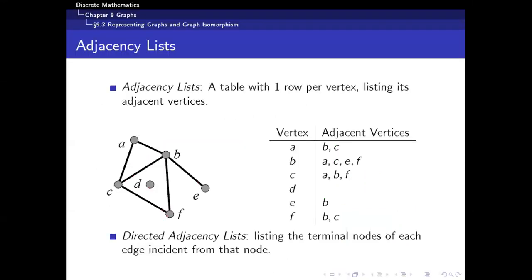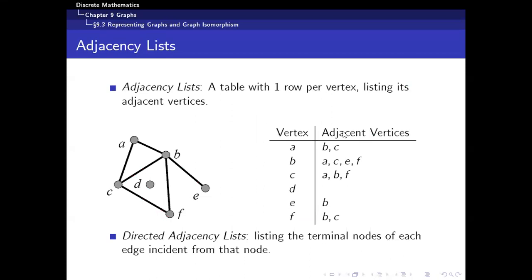Next one is adjacency list. So you need to prepare this kind of adjacency list. This is called a table where one column will be the vertex. That means how many vertices are in this total graph. So in this graph, how many vertices are there? A, B, C, D, E, F. So you need to write like this: A, B, C, D, E, F.